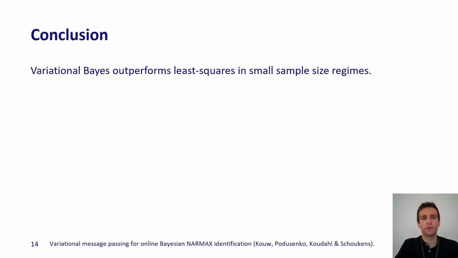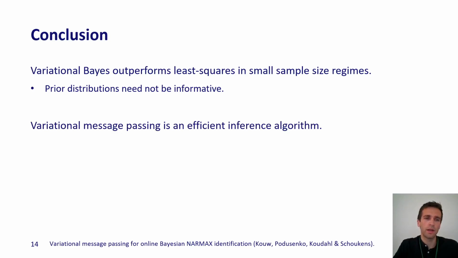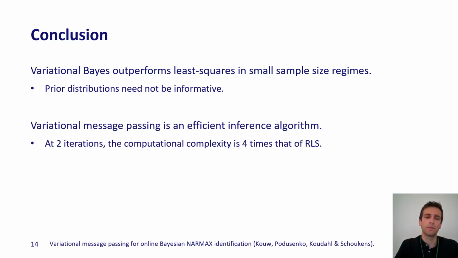So in conclusion, variational Bayes outperforms least squares in small sample size regimes. We did not use informative priors, and I argue that variational message passing is an efficient inference algorithm. Basically my argument is that at 2 iterations, the computational complexity is just 4 times that of recursive least squares, which is still blindingly fast.